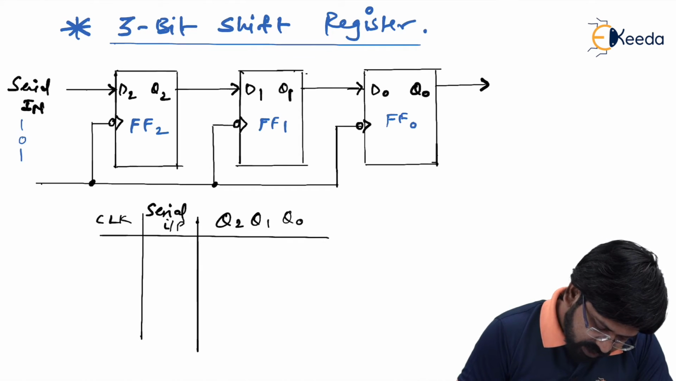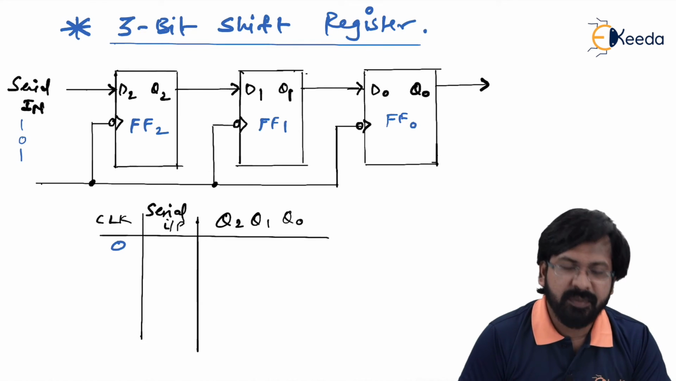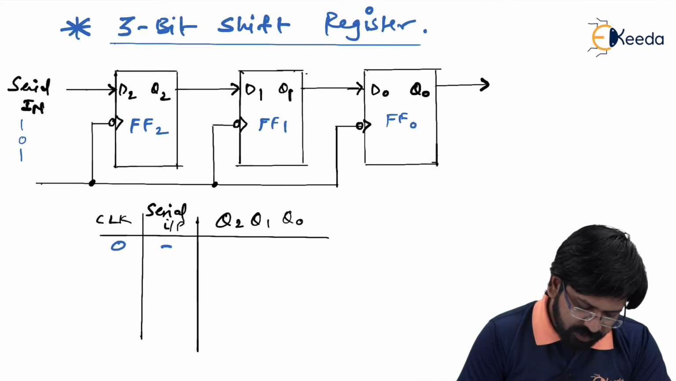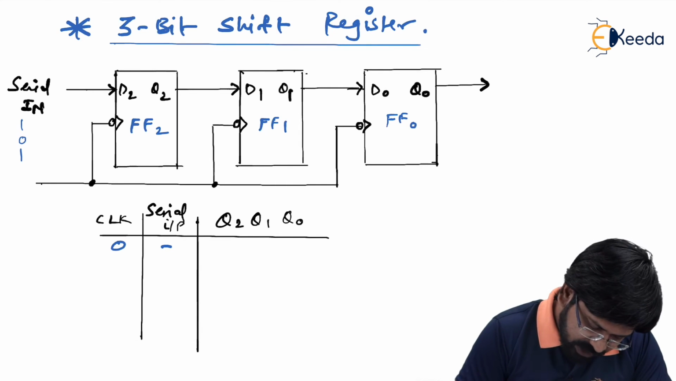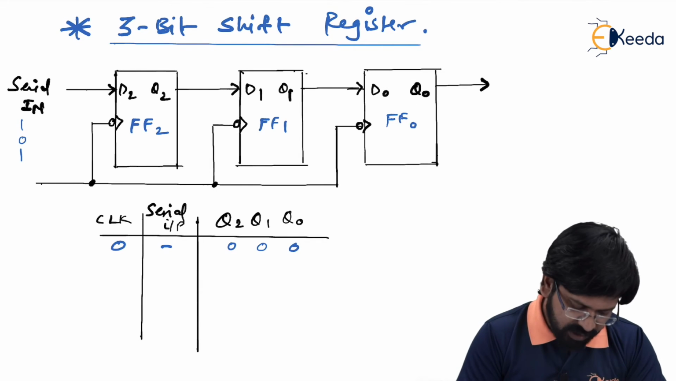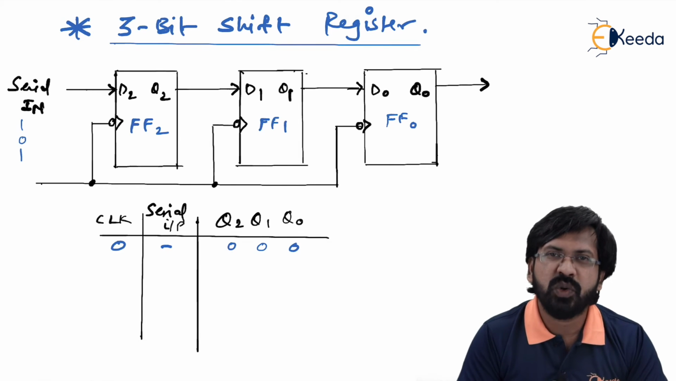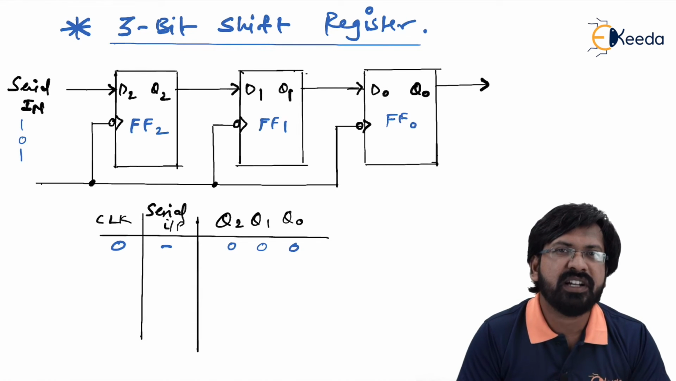So what I do over here, first of all, no clock is applied. So I would say clock number 0, or no clock is applied, no serial input was given. We assume the initial status of all the flip-flops were in clear state. Therefore, let us assume Q2, Q1, Q0, all of them were 0, 0, 0. This is the position at clock number 0, or in fact, no clock is applied, no serial input is applied. The initial status of Q2, Q1, Q0 were 0, 0, 0. It means all the flip-flops were in clear state.